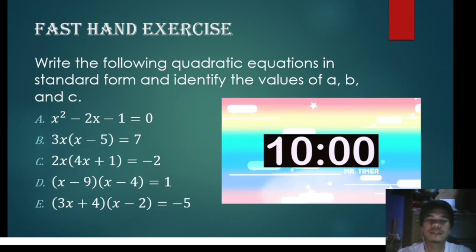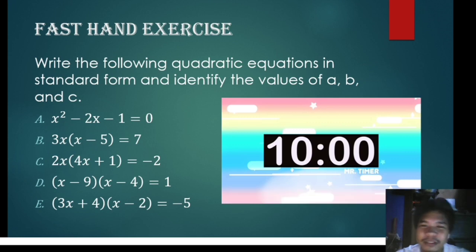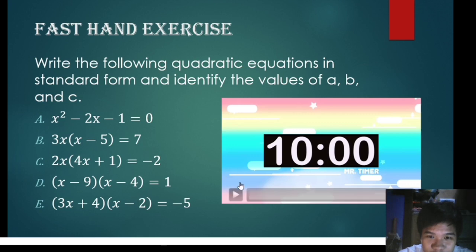All you have to do is to apply what you have learned from the examples number 1 to 6 in this exercise. Are you ready? Okay, your time again. Your time starts now.